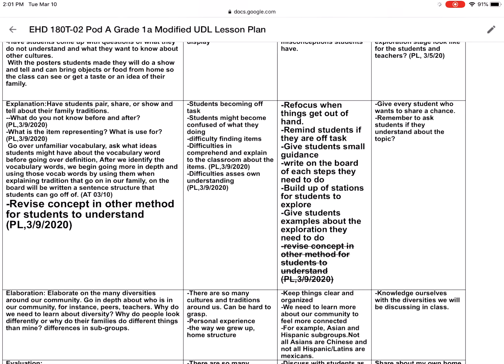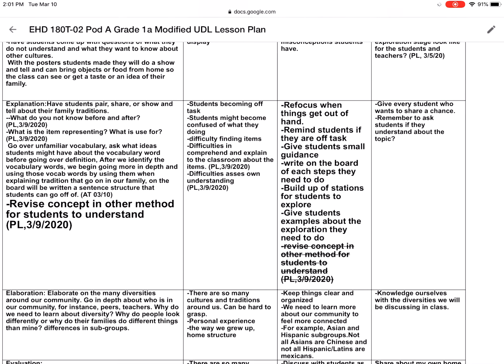Some barriers to that are students becoming off task, students becoming confused about what they are doing, difficulties finding items, difficulties in comprehending and explaining the items to the classroom, and difficulty assessing their own understanding.